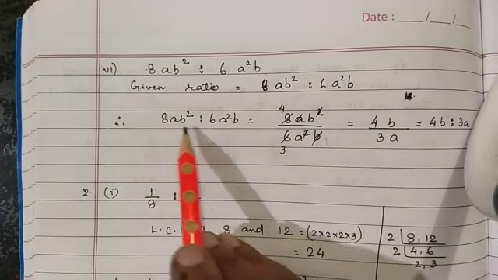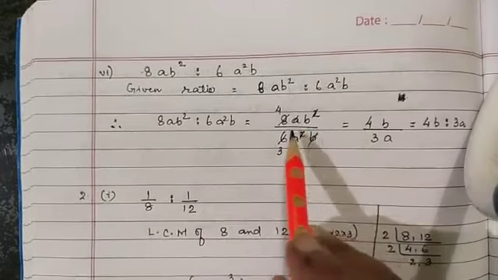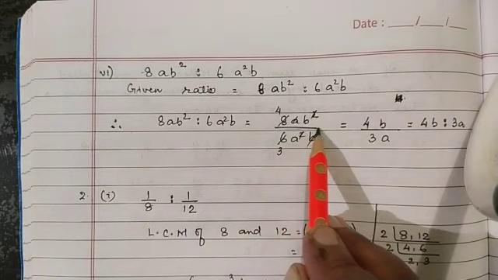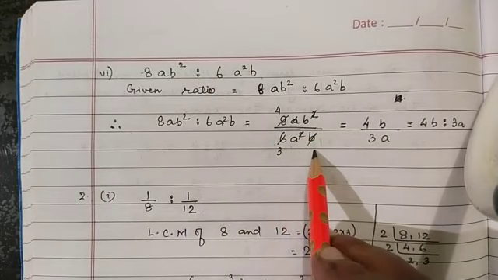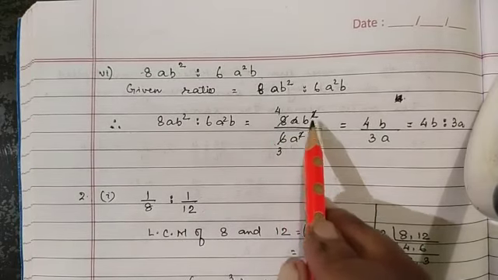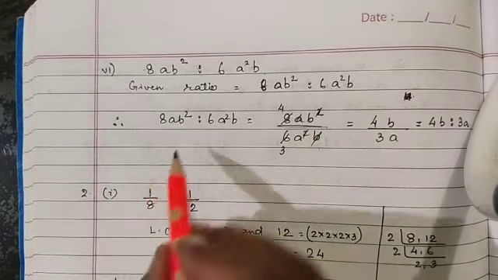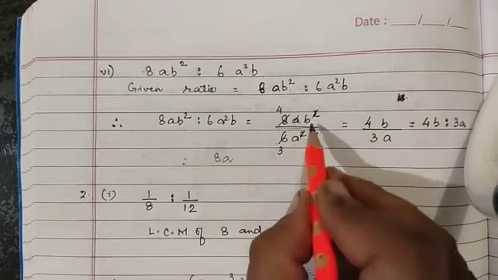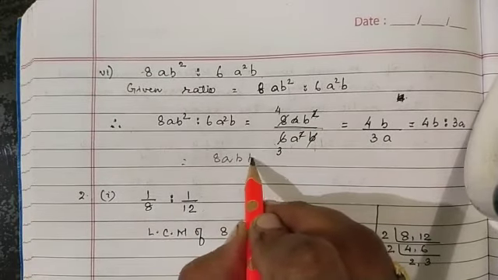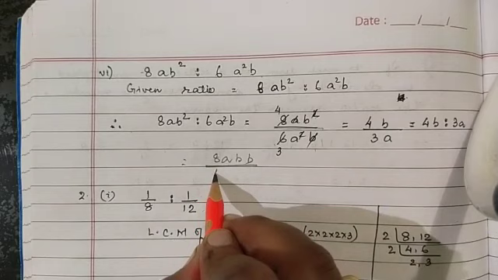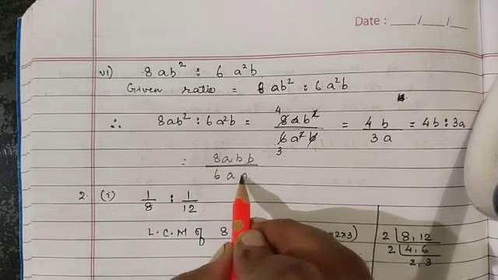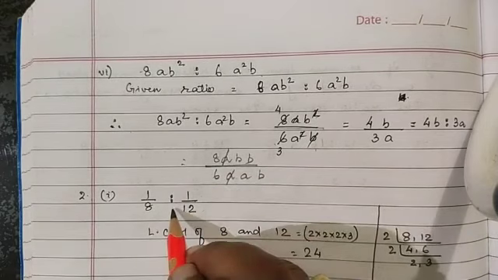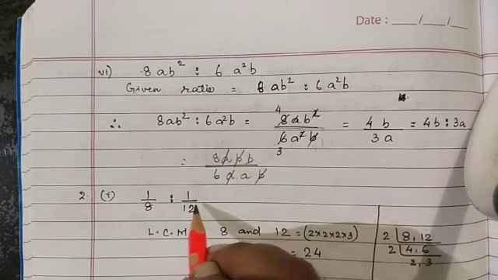Therefore, 8ab² is to 6a²b is equal to 8ab² divided by 6a²b. Now this b and this square get cancelled. Why? I'll explain here. See, this 8ab² is what? b into b. Then 6a² is a into a. Now this a and this a get cancelled and this b and this b get cancelled.